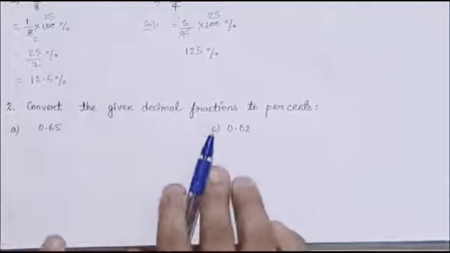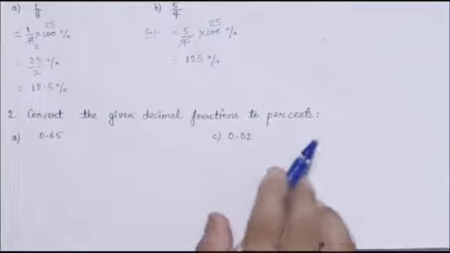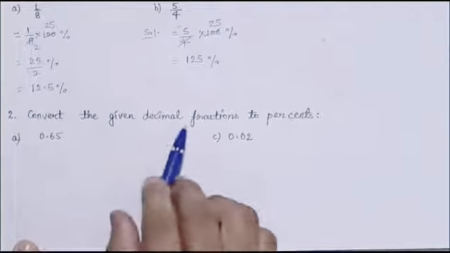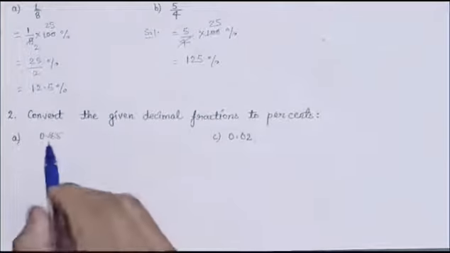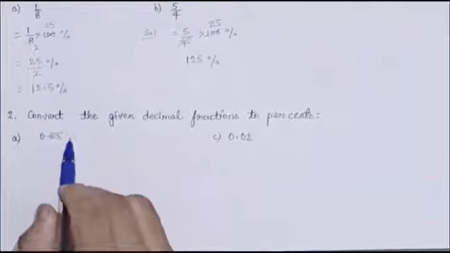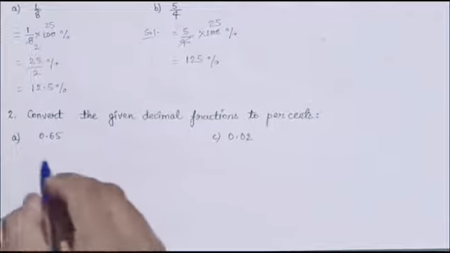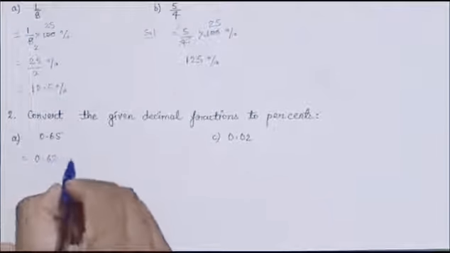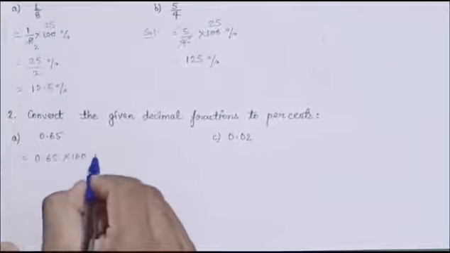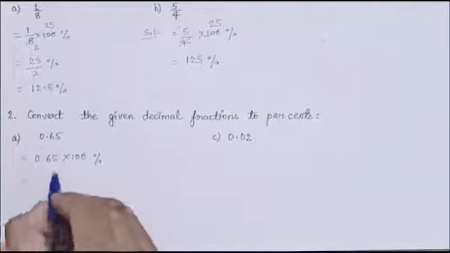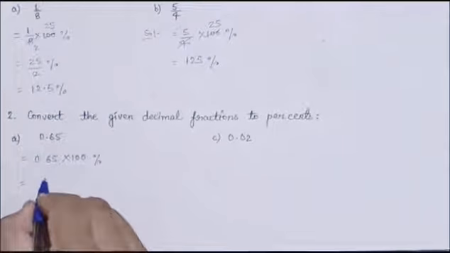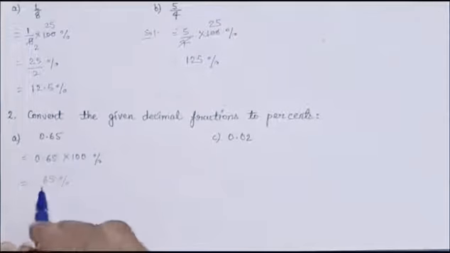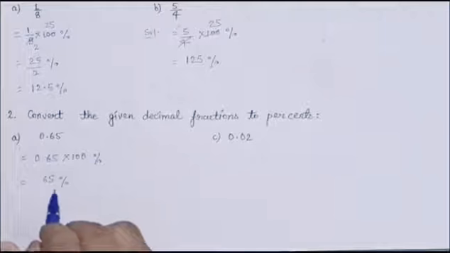Convert the given decimal fractions to percents. So you know, whenever we have to convert a decimal fraction to percent, then what do we do? We just multiply the given decimal by 100 and put the percentage sign. So here 0.65 can be written as 0.65 into 100 and then the percentage sign. So 0.65 into 100 is equal to 65, then the percentage sign. It means 0.65 is equivalent to 65%, which is our answer.